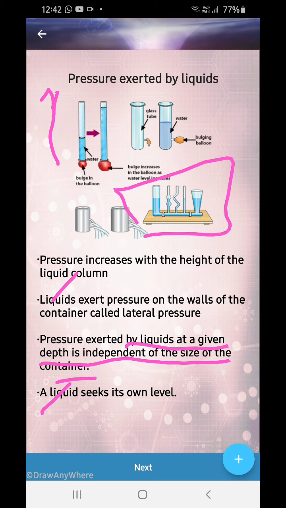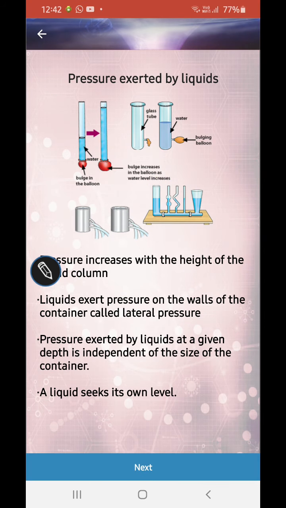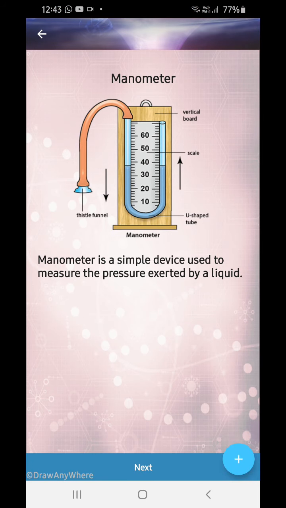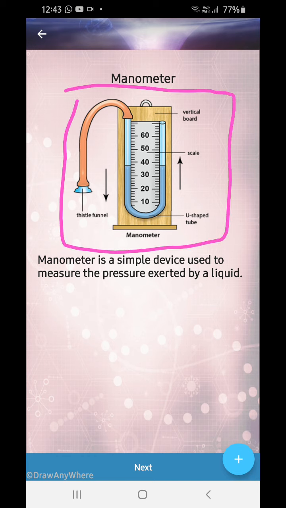Now see over here, if you take different amounts of liquid in different vessels and keep them connected, then you will see they have all become the same height. So therefore you find this, right? Now a manometer is a simple device used to measure the pressure exerted by a liquid. You can see, you have to draw this picture, I suppose: a vertical board, a scale, a U-shaped tube and a thistle funnel. Maybe you have to draw this.